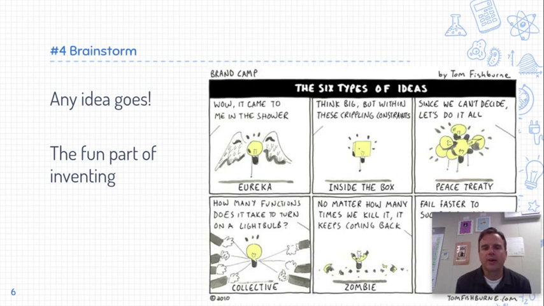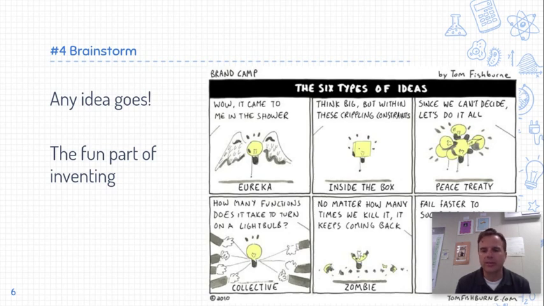So this picture has some other ways to brainstorm and how ideas come up. One is it came to me in the shower. So it's amazing, ideas come anywhere. So think big but within these crippling constraints. So we have to think big, and that's a really good part of brainstorming. A lot of times it's good to at least temporarily ignore some of the requirements and say, okay, if I had endless amounts of resources, what would I come up with? And that helps us to come up with other ideas.